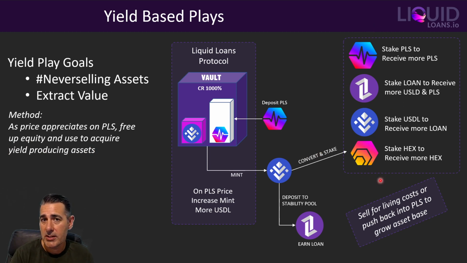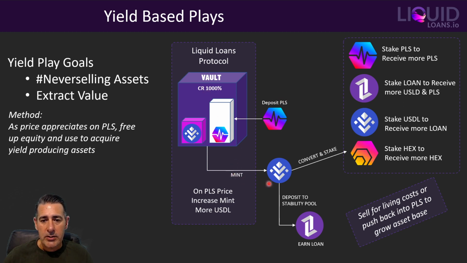Now, PulseX has some really good mechanics about it with the buy and the burn, but it doesn't produce yield. Okay, and that's not negative or positive, that just is. So what we're looking at on these assets is yield-producing assets because this is a yield-based play. So same goes, we deposit our Pulse. We extract some value from the deposited Pulse at safe levels.